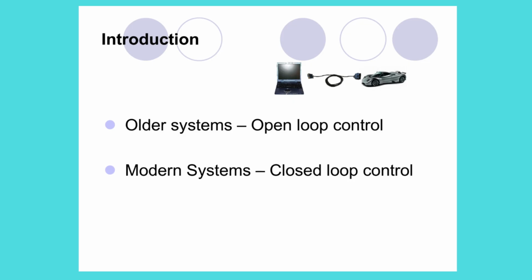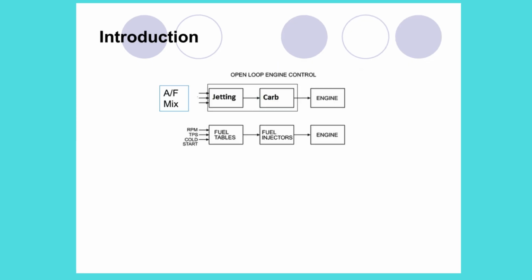Older systems use open-loop control. Modern systems make use of closed-loop control. We will now go through the definition of control loops. With a carburetor, the air-fuel ratio is set by the jets. These add a given amount of fuel for a given airflow. This is the same for first-generation fuel injection. This is called open-loop control because the system has no feedback of the actual final air-fuel ratio.